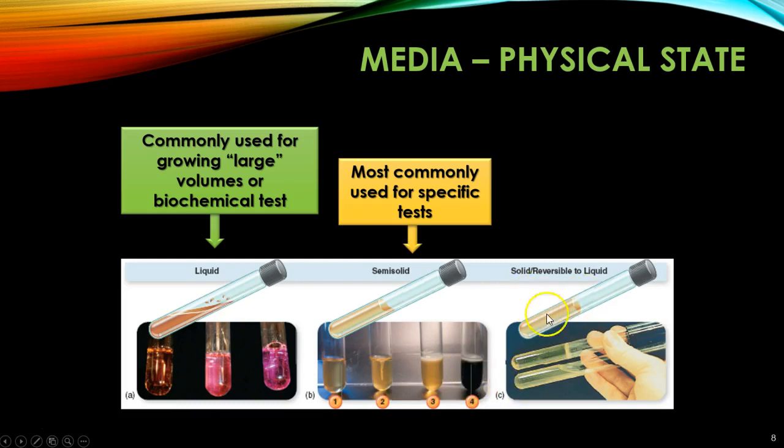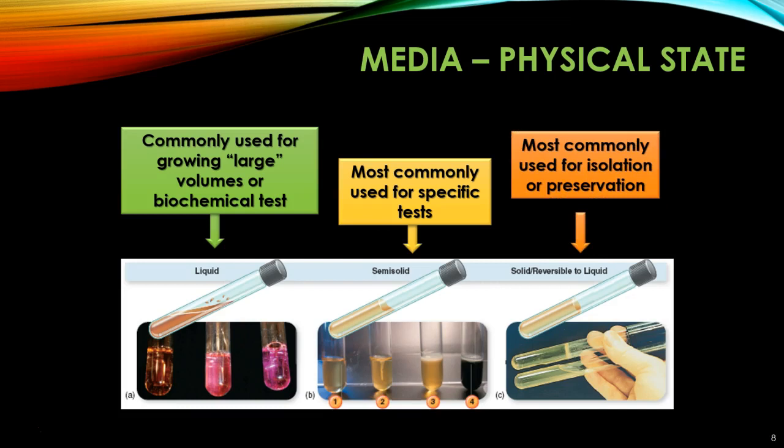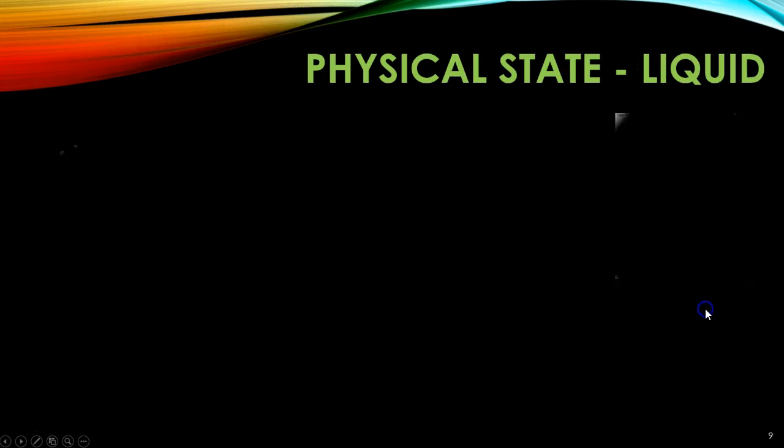And then you have the solid one, and it says it's reversible to liquid. The solidifying agent, we're able to melt around boiling point, and then it cools down. It solidifies somewhat above body temperature. And this is what we typically use for either isolation or preservation, is the solid kind of media.